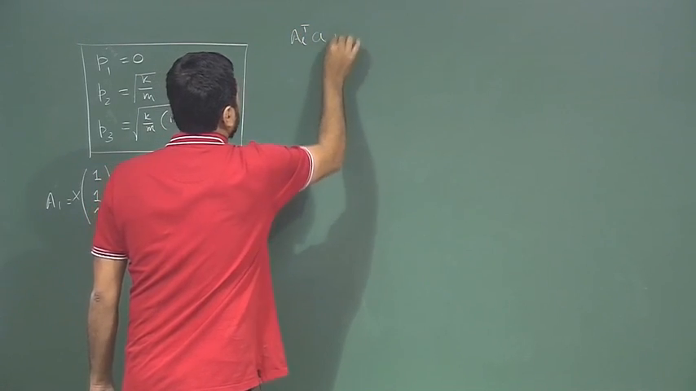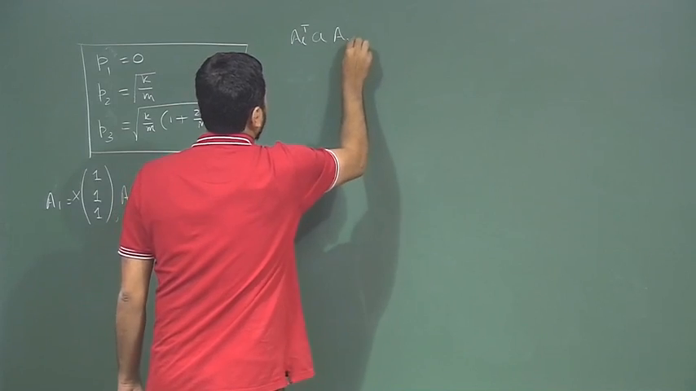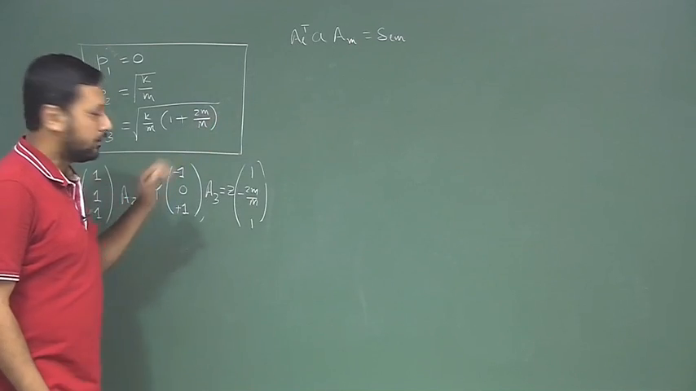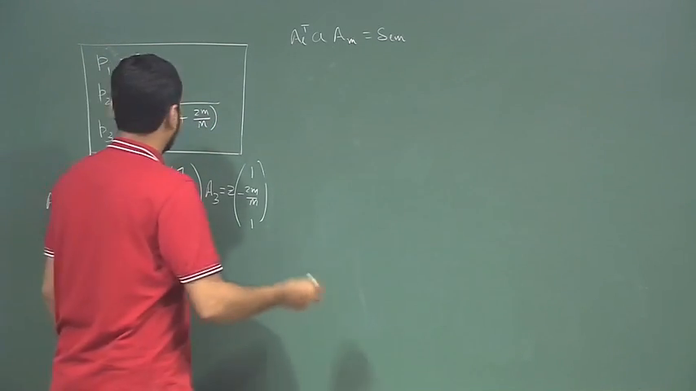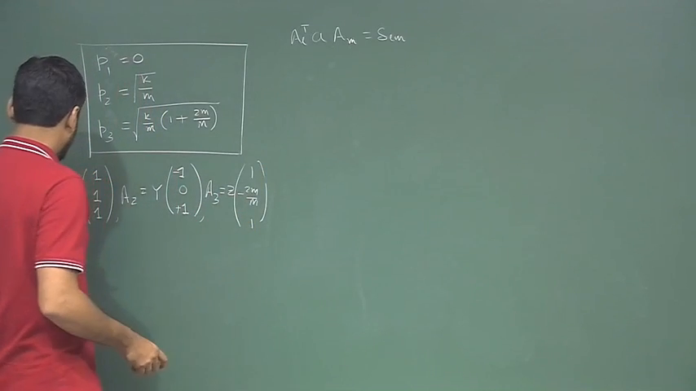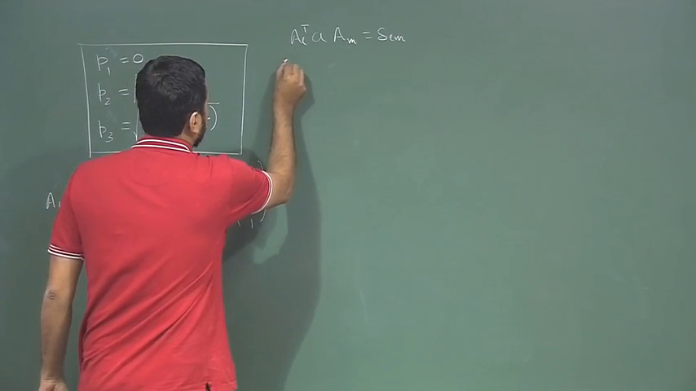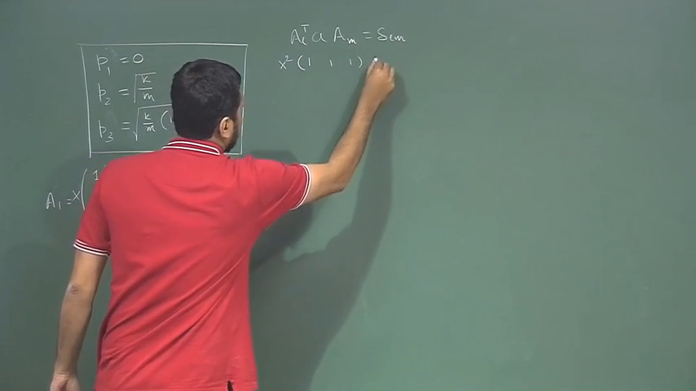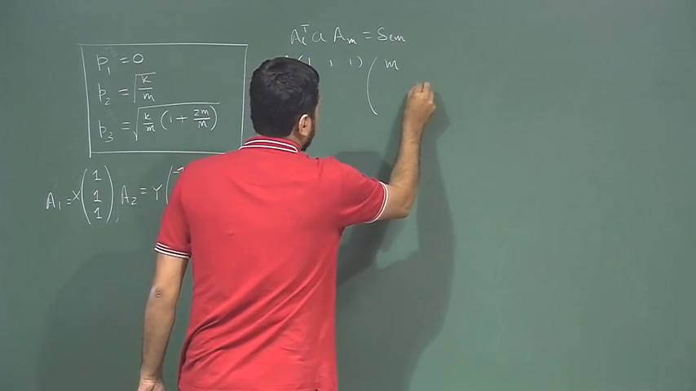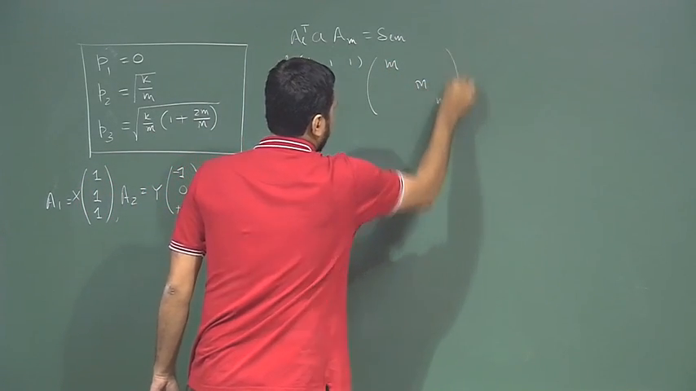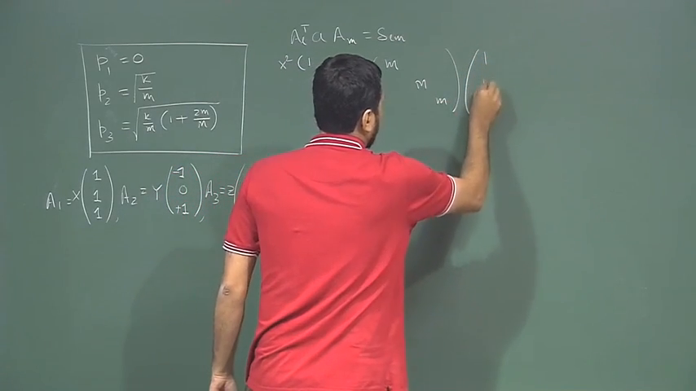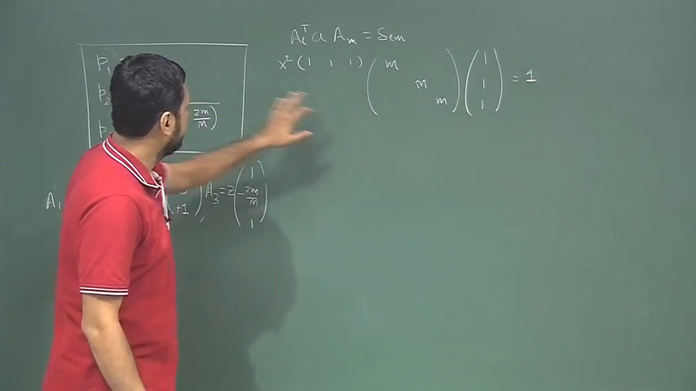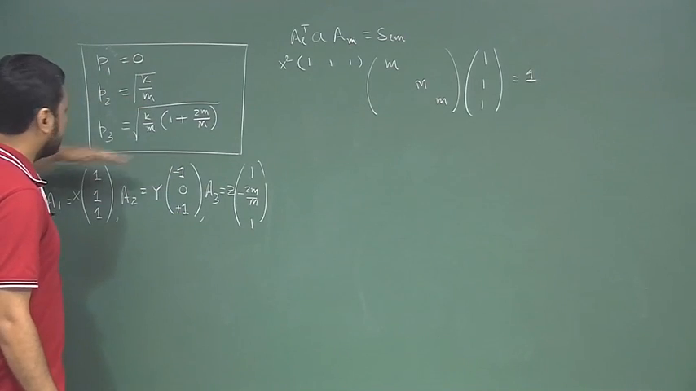A_L transpose A M is equal to delta_L. So, this is our tool for normalization. What we are going to do is construct, for example, with A1, we are going to write x square times (1 1 1) capital M (1 1 1) is equal to 1. This is just this relation with the bracket opened, so I wrote it in an explicit form.